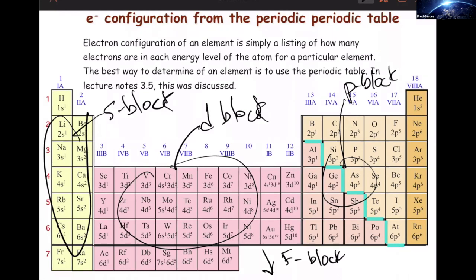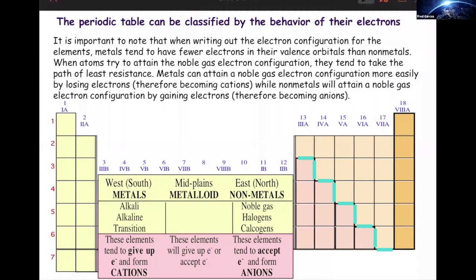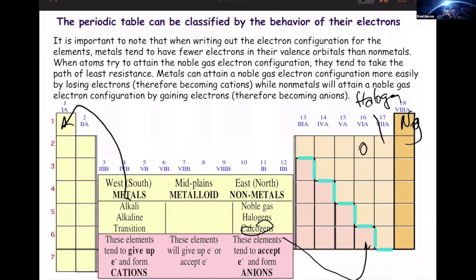Here's a summary of what I just talked to you guys about. Non-metals, noble gas. Noble gas are right here. This is the halogen. This is the chalcogens. That's the oxygen family. Alkali is right here. We covered this back in the early chapter. Alkaline is right here. The transition metals are right here. These are called transition metals. And then the lanthanide series is in the bottom.